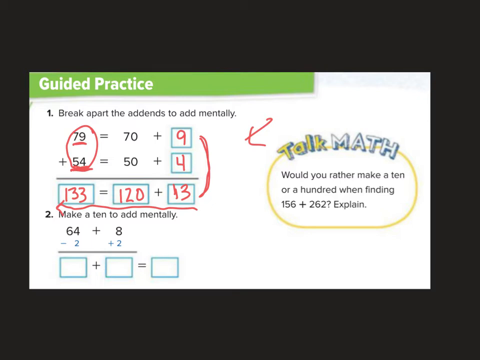Okay, so now we're going to practice making a 10 to add. So here's our 8. I need to add 2 to it to make it a 10. So if I add 2 to the 8, that means I need to subtract 2 from the other addend. So I'm going to take 64 minus 2 and get 62. Now if I'm trying to add 62 plus 10, I'd get a quick 72.